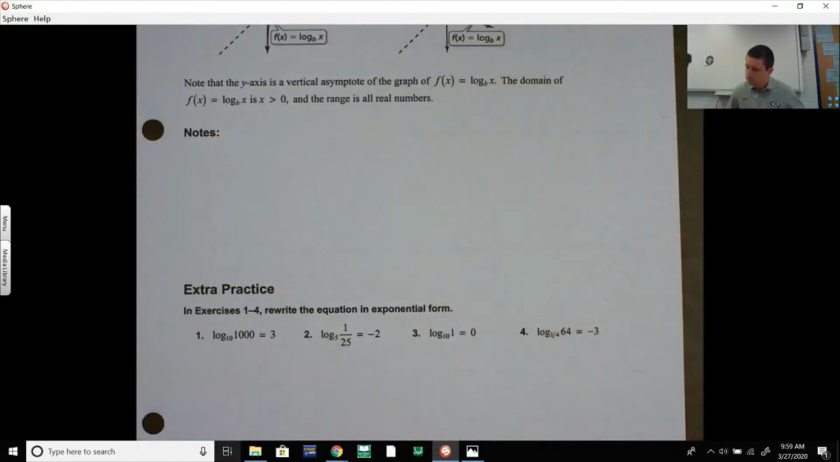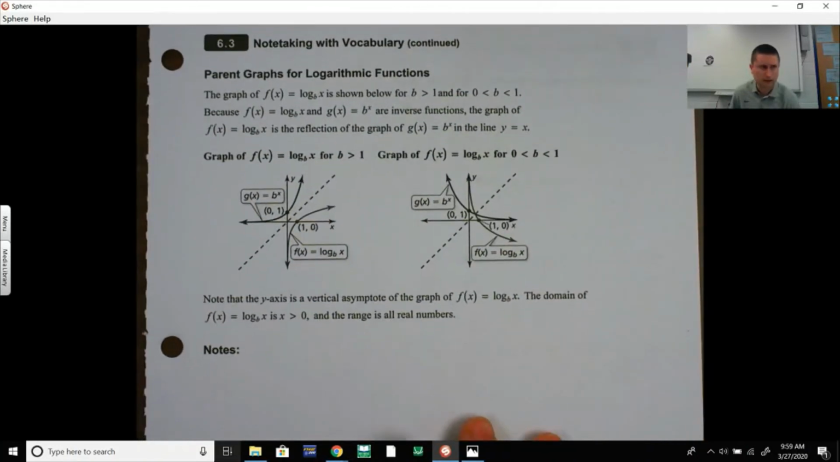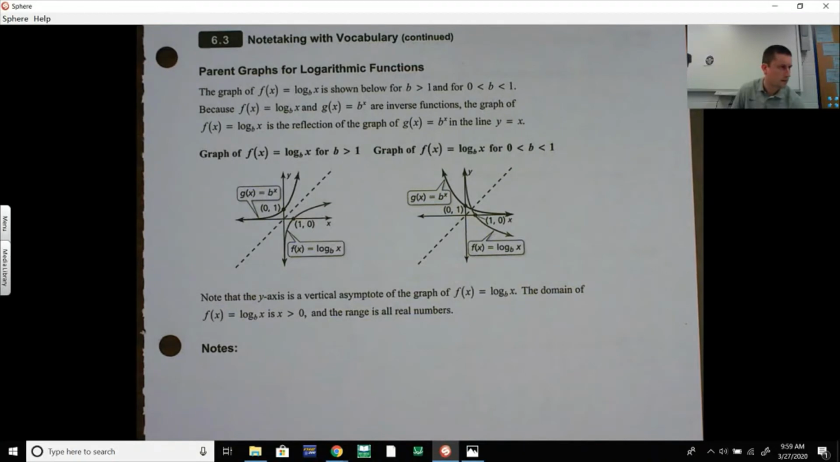Okay. So your graphs, you won't see a lot of these, or any of them, I don't think, actually. You got calculator work also.